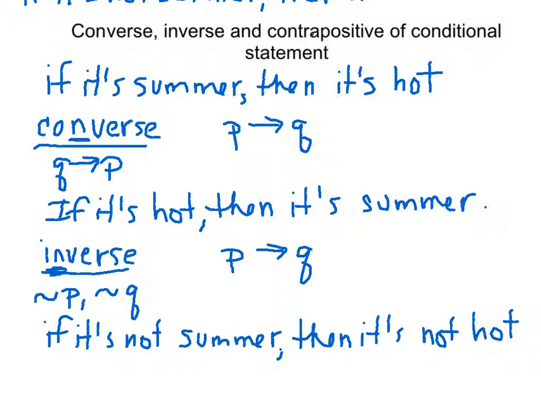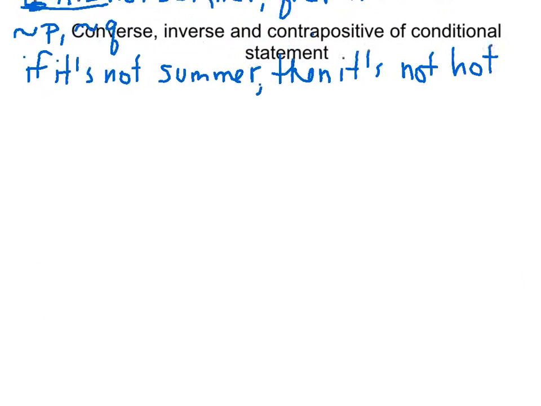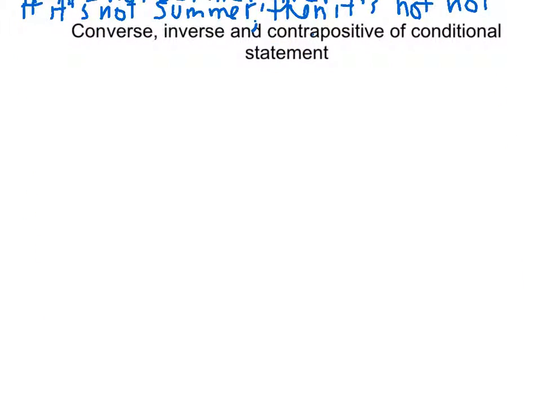Alright, let's talk about the contrapositive. The contrapositive is actually the mixture of both of those things. So how would we write it? I guess I should write the original. So our original sentence is if it's summer, then it's hot.